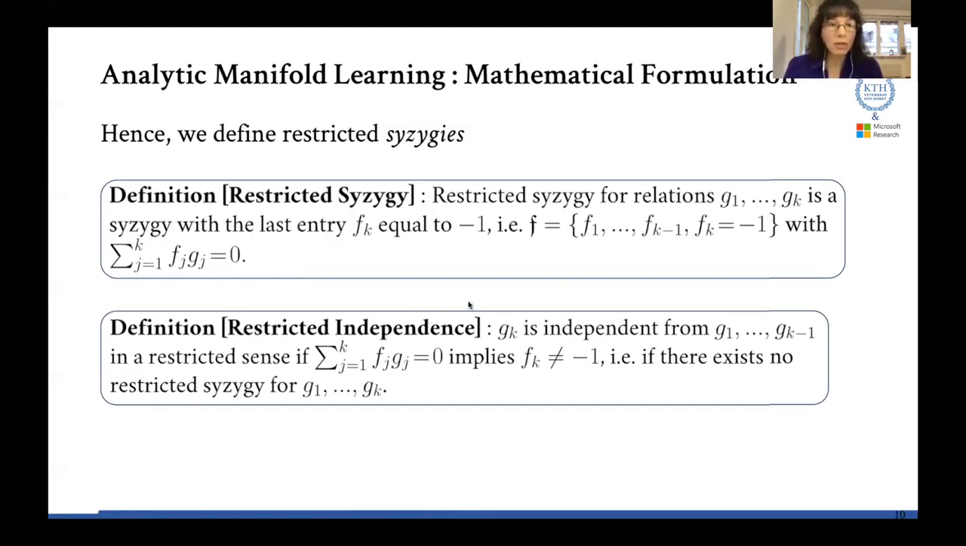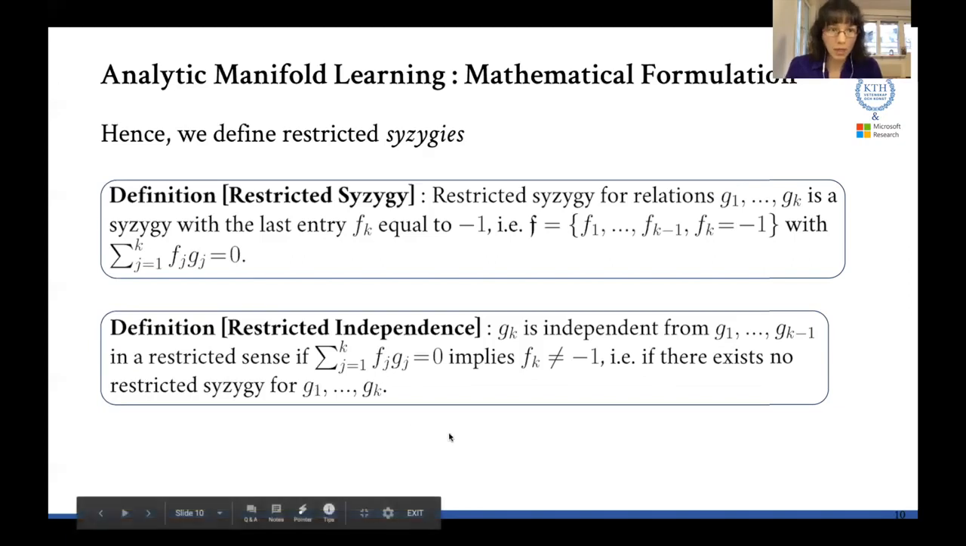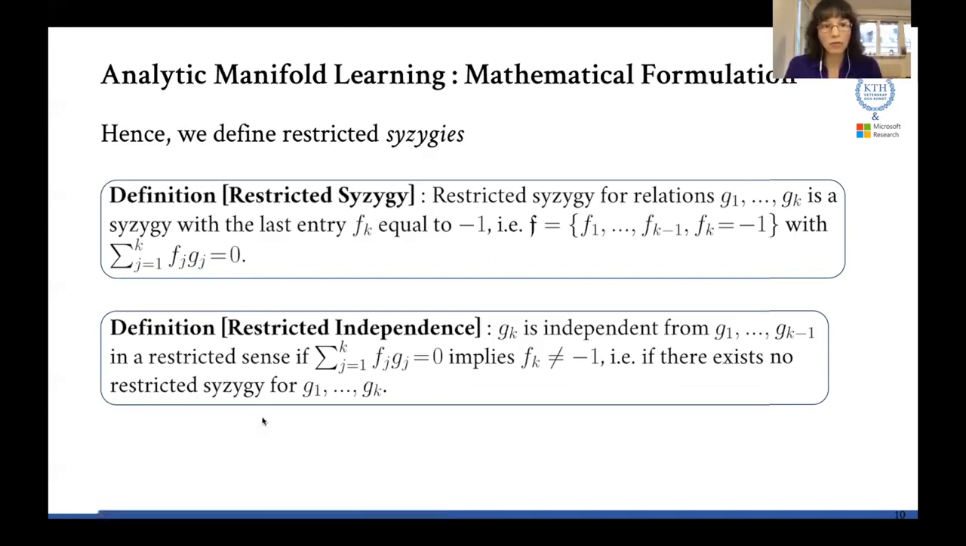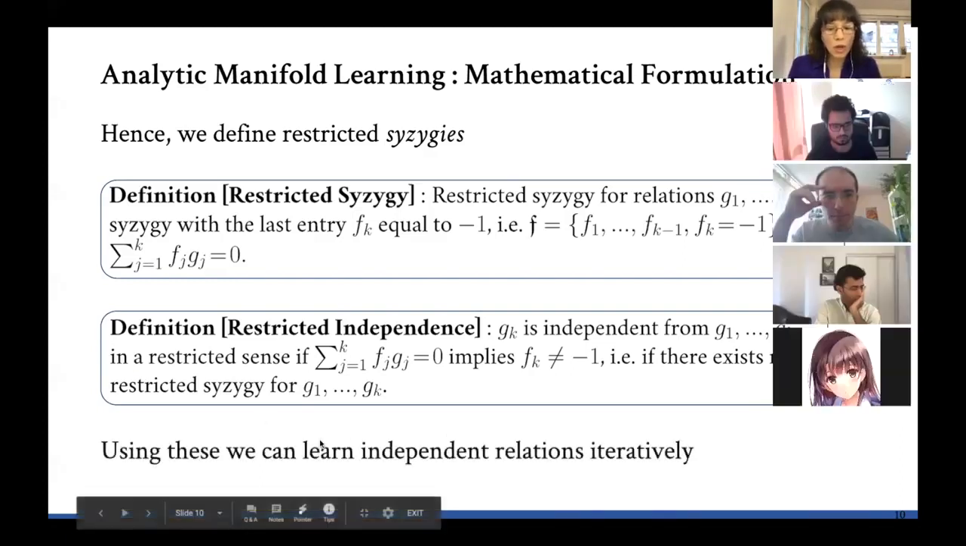So restricted independence is the same as we had before. If we cannot find a syzygy, meaning the kind of relation between relations that would have the sum equal to 0, then these g1 through gk are independent. And now they're independent in this restricted sense. So this is a different definition. And now let's see if this helps us any.